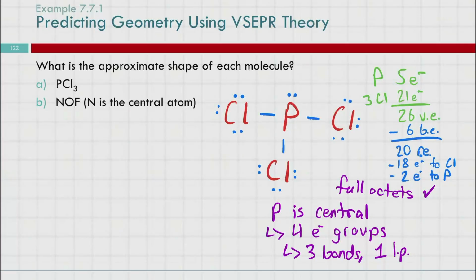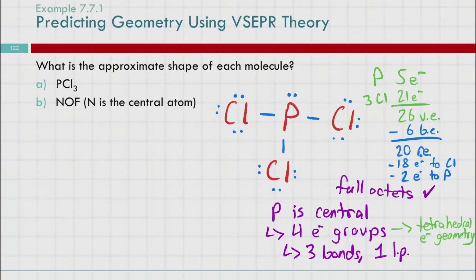So our electron geometry is just based on the number of electron groups we have. We've got 4 electron groups. That means that we've got tetrahedral electron geometry. That's our tetrahedral shape. That's what our electron groups look like.